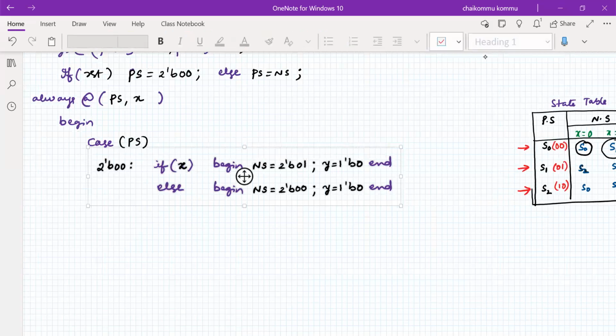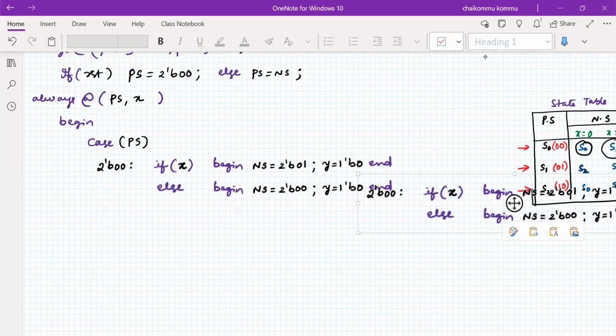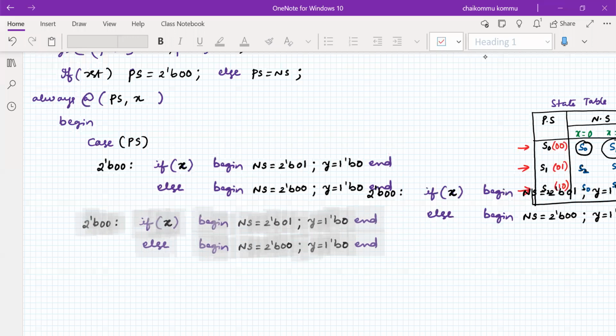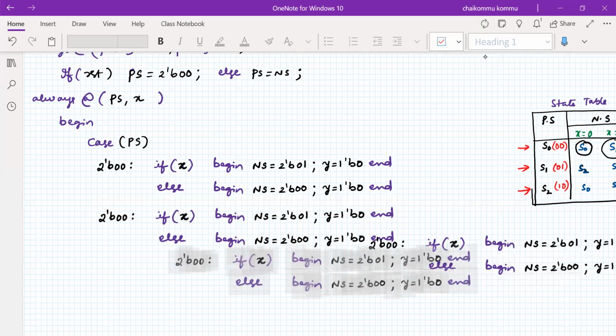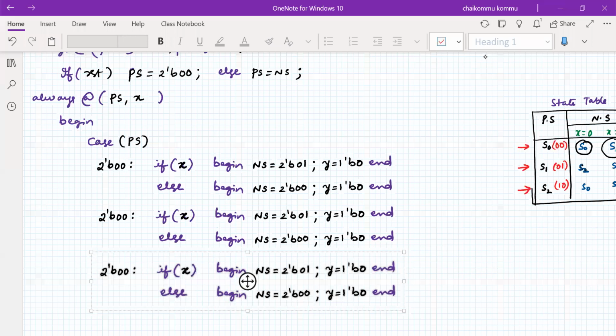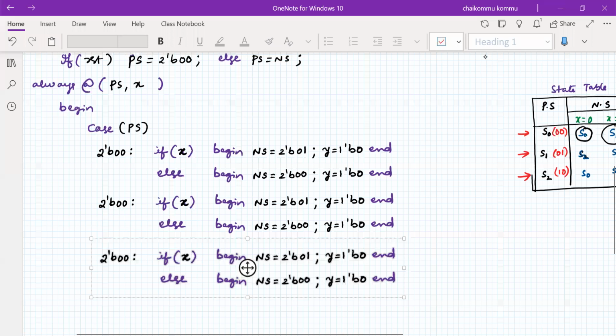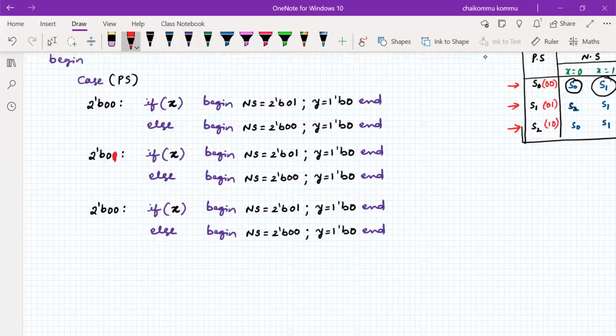Copy and then paste here. And another time that I have to do, because 3 states are there, right? So what is the modification that I have to do? So 0, 1 that I'm talking about. For 0, 1, what I have to do?